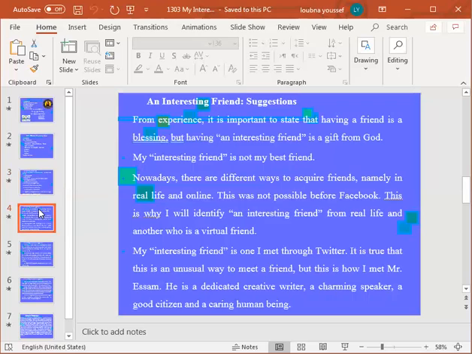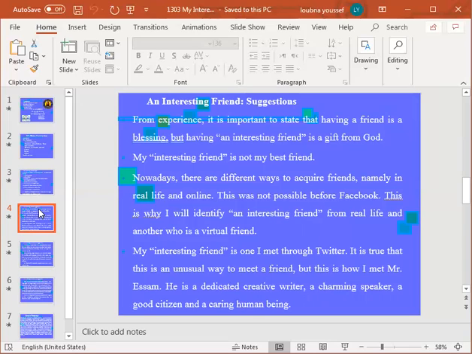Now, here are suggestions of ideas for an interesting friend. And the writer here initially says, from experience, it is important to state that having a friend is a blessing, all right? Meaning it is a gift from God. But having an interesting friend is more of a blessing and more of a gift from God. And therefore, if an interesting friend is a gift from God, you really have to protect this friendship.